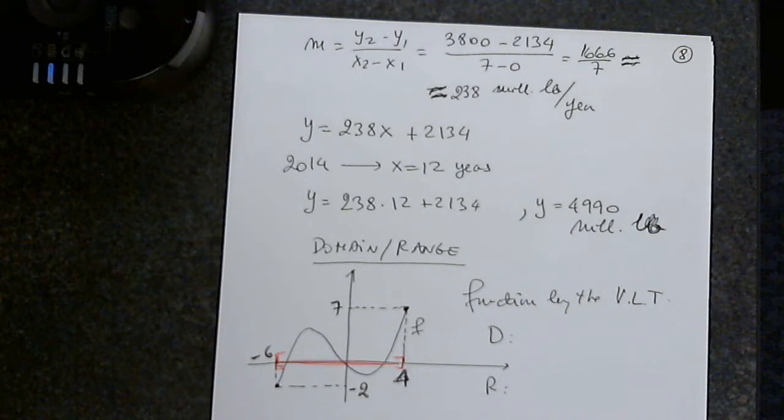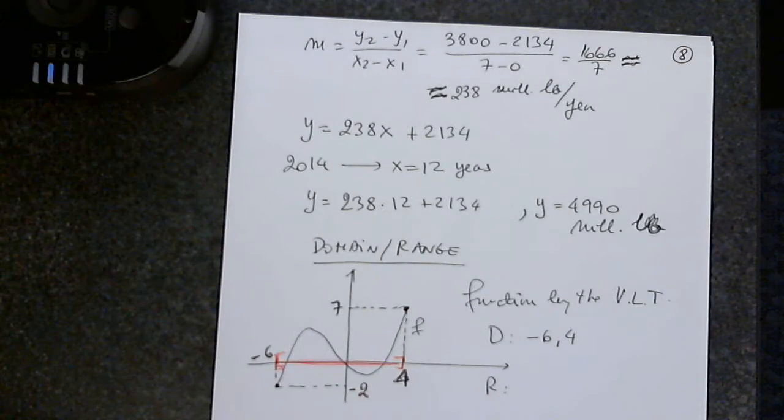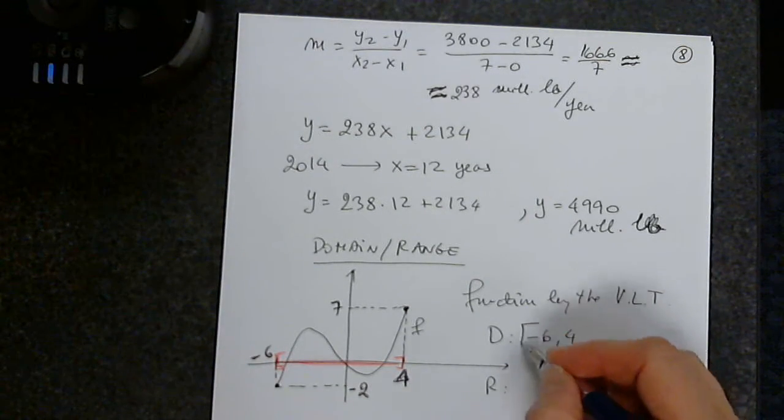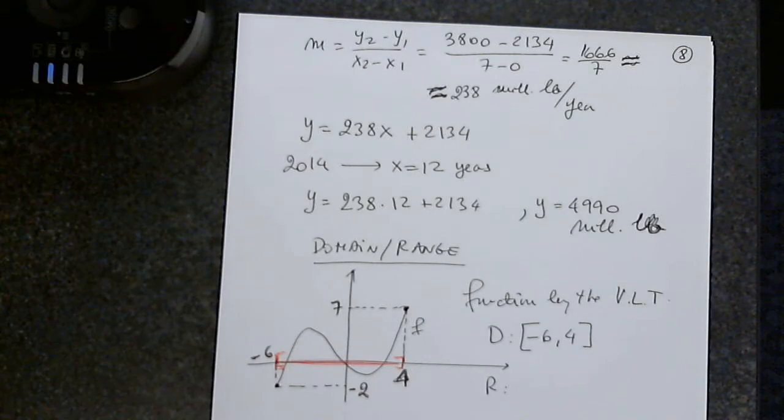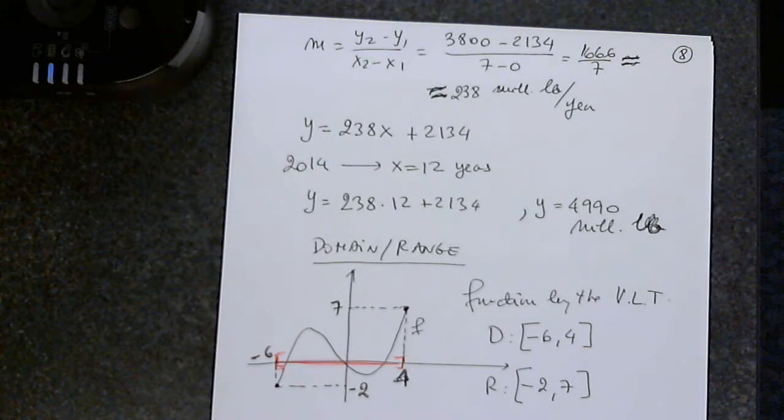-6, comma 4. Very good, from left to right. But what do I use? Parentheses or brackets? Bracket. Yes, because it's a full point. Very good. Now, can anyone identify the range of this function? Yes? -2, comma 7. Very good. Perfect, with brackets as well.